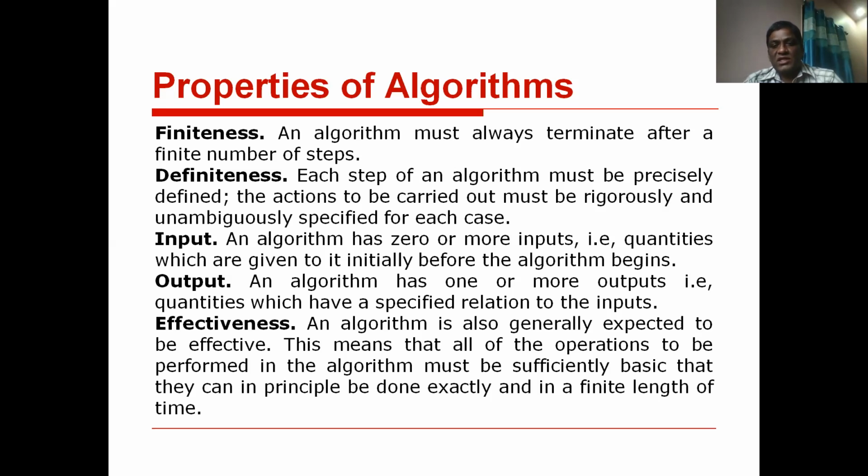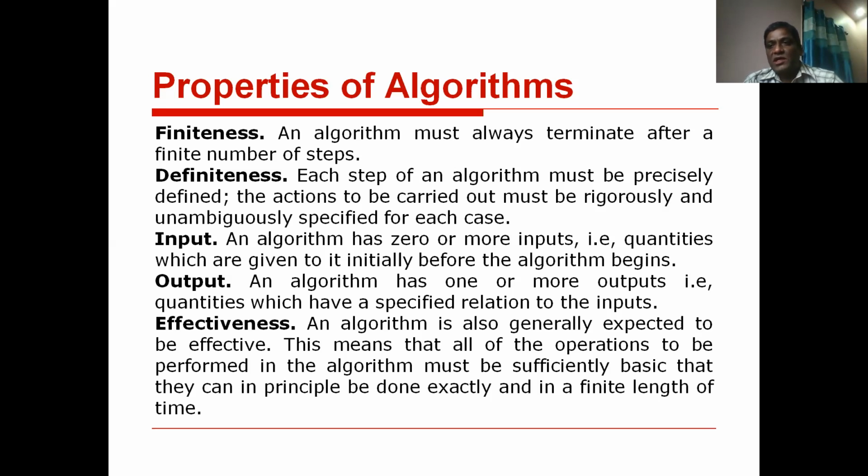One meaning says that the instruction must be basic enough to calculate it manually, and the other meaning is that irrelevant instructions should be avoided, right? And in addition to these five properties, there is one more property that is expected to be followed by the algorithm designers, which is called generality.